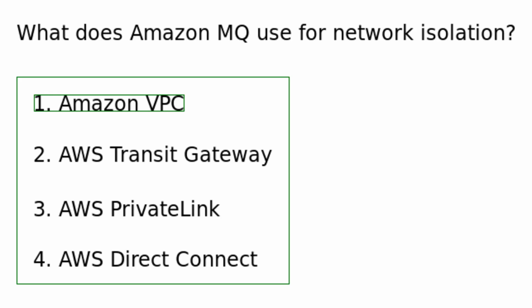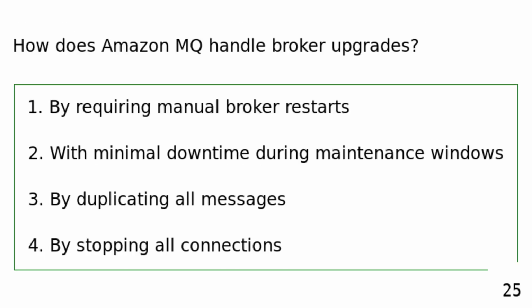Amazon MQ brokers are deployed within an Amazon VPC, providing network isolation and allowing you to control inbound and outbound traffic. How does Amazon MQ handle broker upgrades? By requiring manual broker restarts. With minimal downtime during maintenance windows. By duplicating all messages. By stopping all connections.